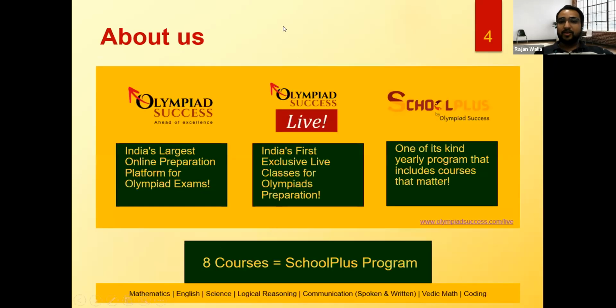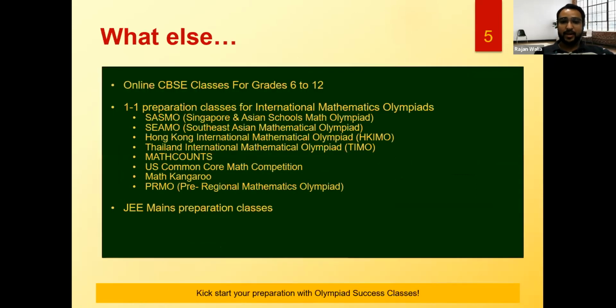Now let me brief you about Olympiad Success. Olympiad Success is India's largest online preparation platform for Olympiad exams. We have Olympiad live classes, and this year is our third year in live classes. We also have the School Plus program. In the School Plus program, we offer 8 courses: mathematics, English, science, logical reasoning, communication both spoken and written, Vedic maths, as well as coding. What else?